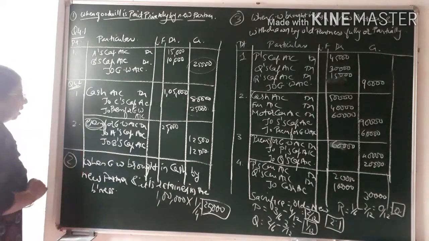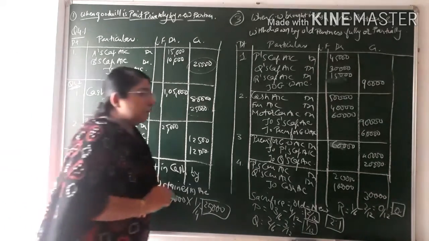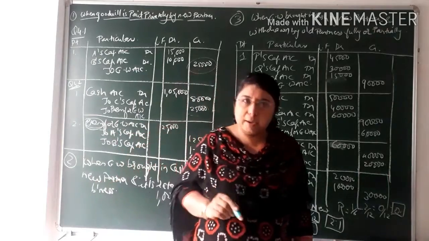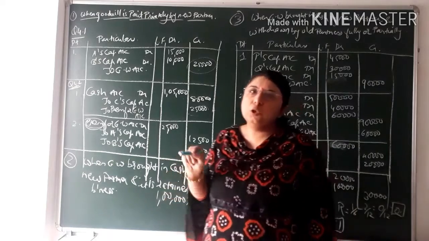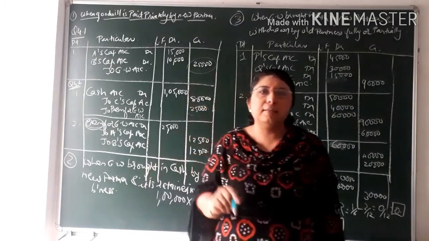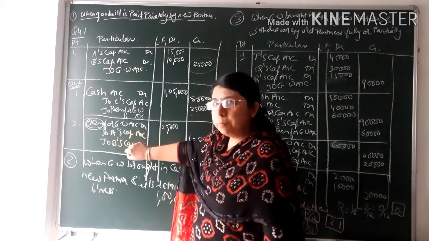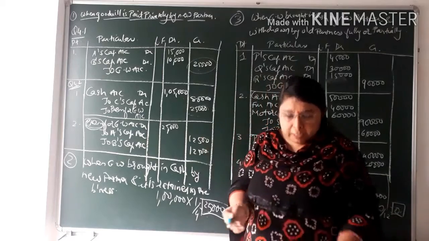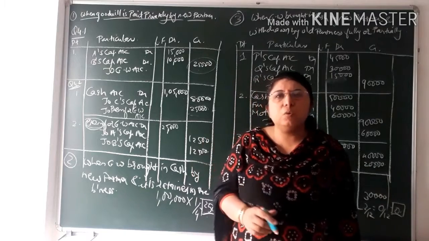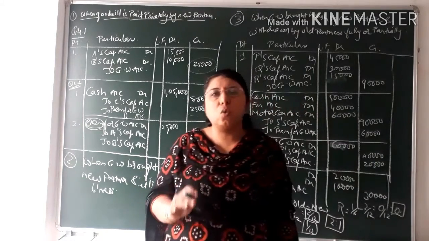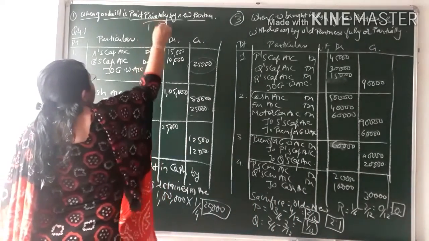Now the second entry: that goodwill is to be distributed amongst the old partners in their sacrifice ratio. Again I am repeating, goodwill is to be retained in the business. Whichever goodwill the new partner is bringing is to be retained in the business. For that it is to be distributed amongst the old partners in their sacrifice ratio. Now you can see in the question, no ratio is given to you. If no ratio is given in the question, it means the old ratio amongst the existing partners, you have to consider as 1:1.